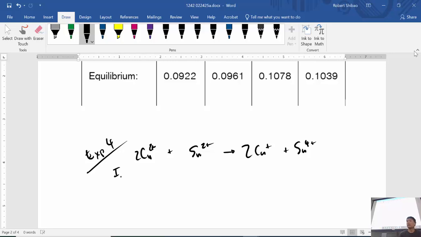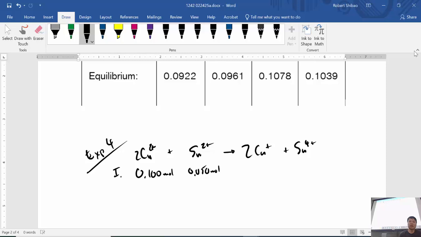And what do you want to put in here for the initials? I'm going to do it like this. Let's make this one at 0.100. But now I'm going to do this like a stoichiometric. So this I'm going to make it at 0.050 moles.